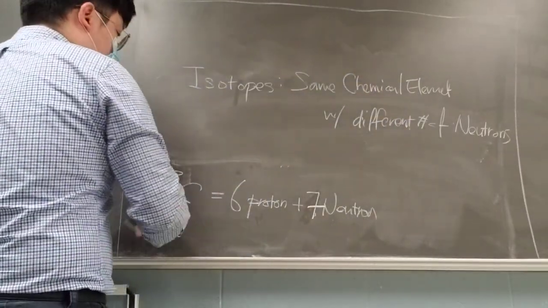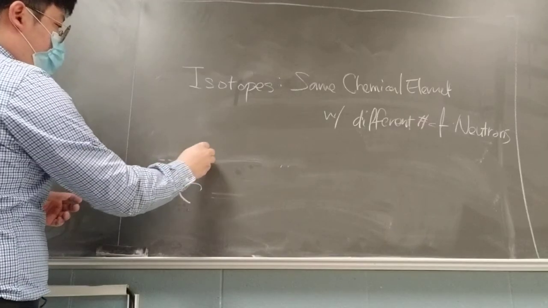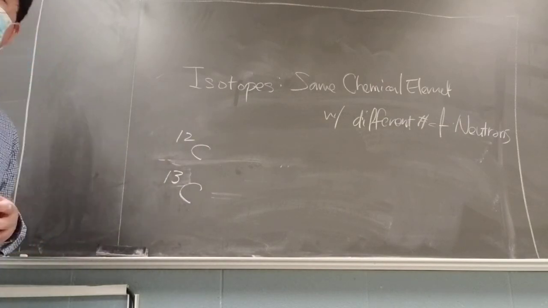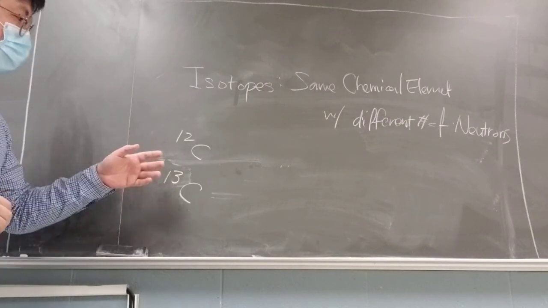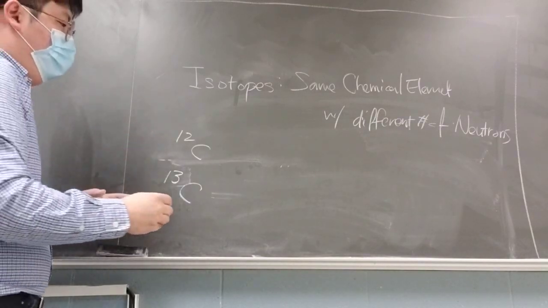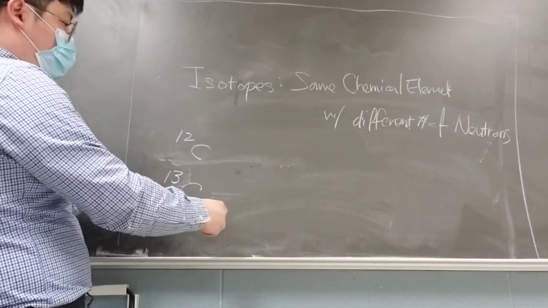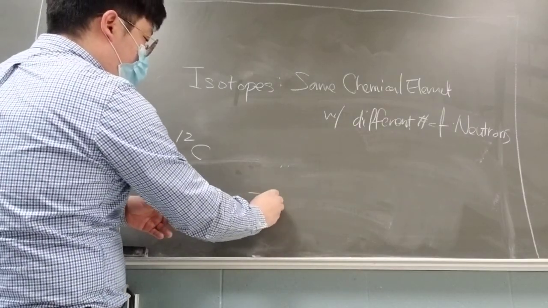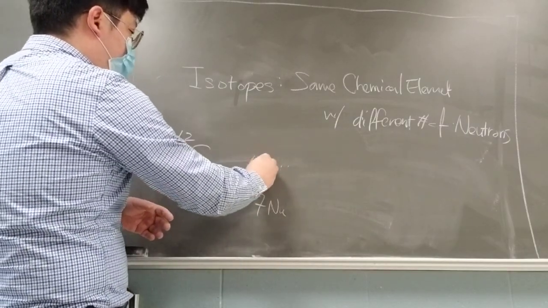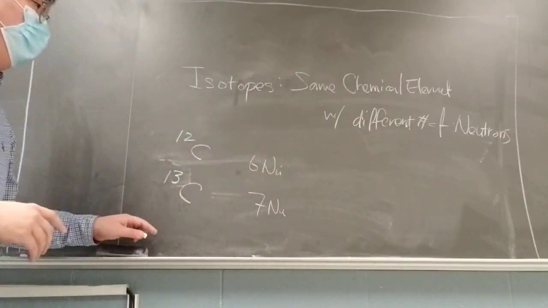So, carbon 12 and carbon 13 are basically still the same chemical element. It only shows a different mass number, meaning it's slightly heavier because it has 1 more neutron, which is 7, compared to the 6 over here.